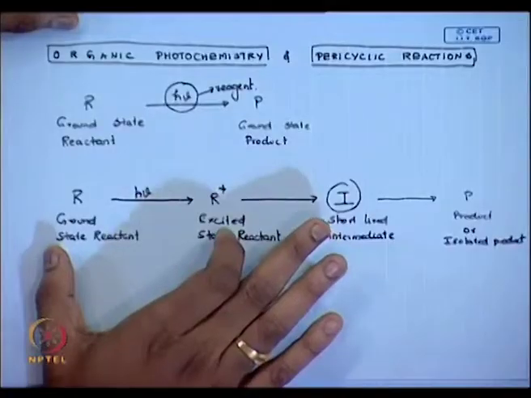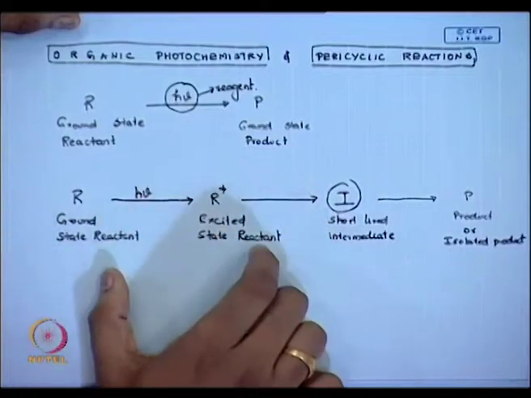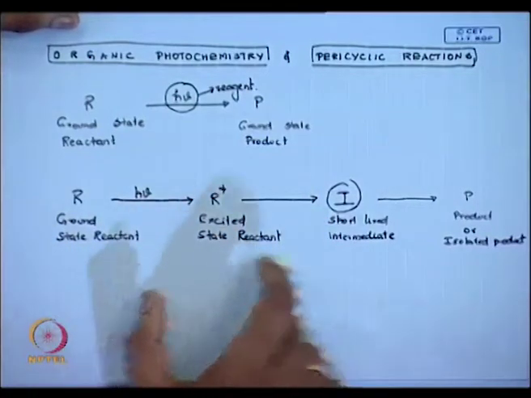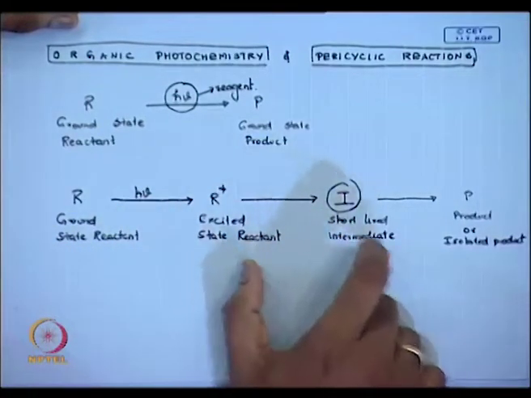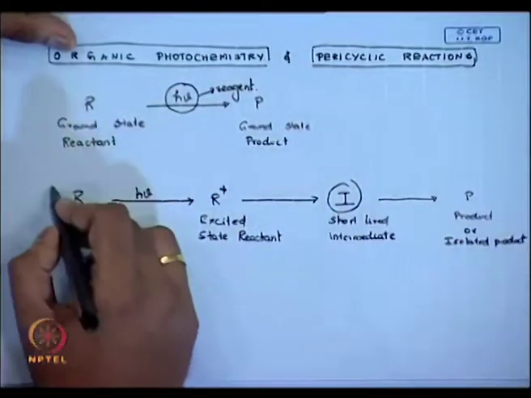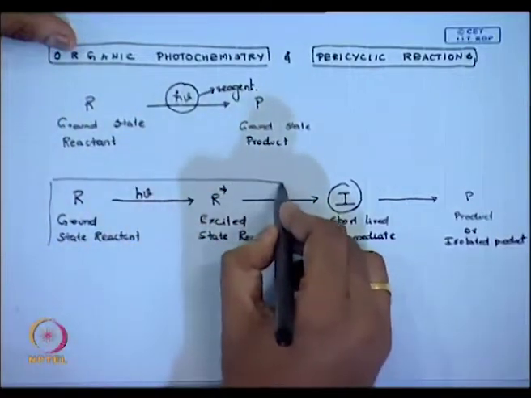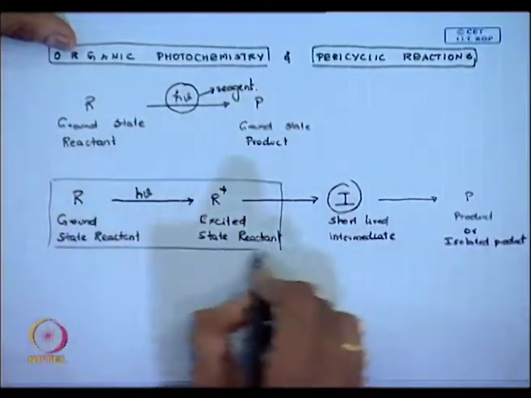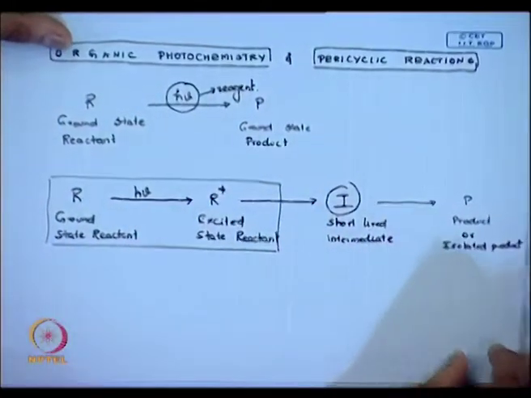Now, what we will do is take each of these steps, like R to R star, and get into detail. Then we will try to understand how R star gets to I and finally I to P. So, we will start to understand this step first, that is R to R star.